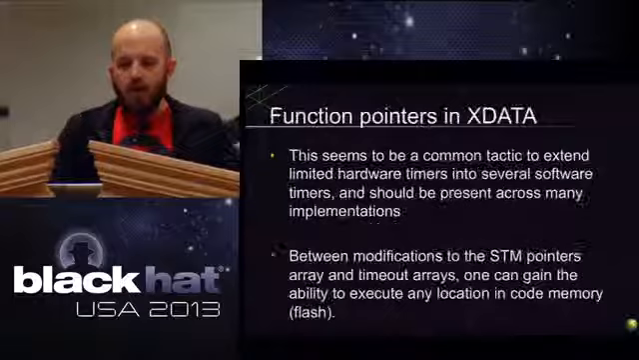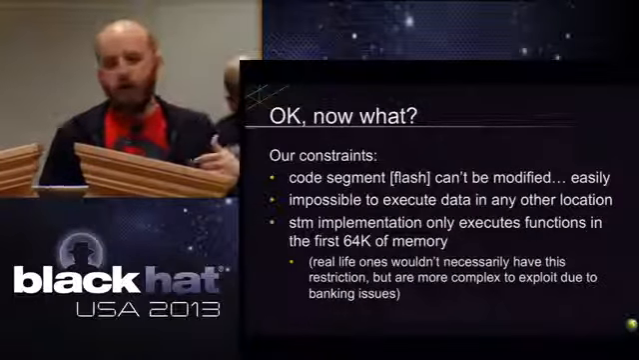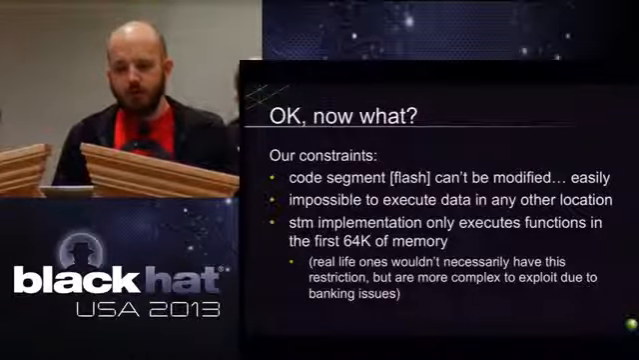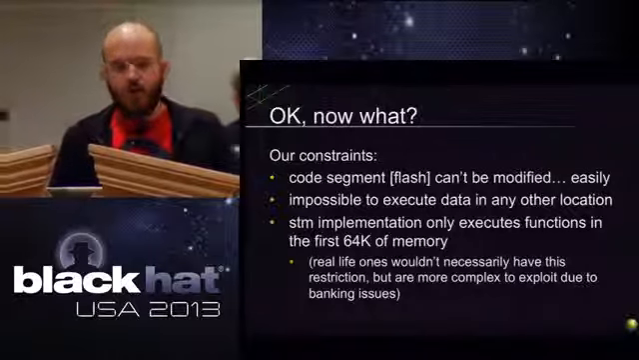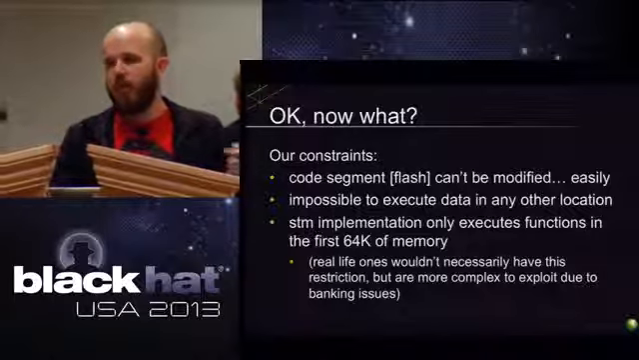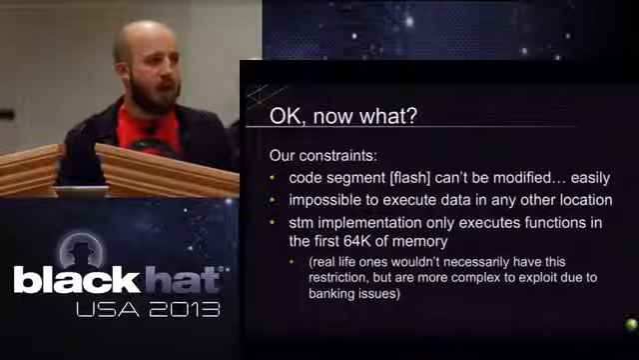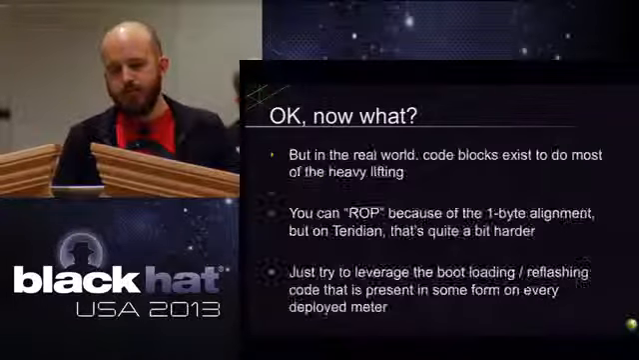Okay, so at this point we've identified some pointers, and we'd like to modify them. How can we do that? Well, we can't modify flash directly, we already know that. We can't execute data anywhere else. This implementation only executes functions in that first 64K, which makes things more difficult, especially if you're trying to do something ROP-like, taking advantage of the 1 byte alignment stuff. And then additionally, you've got all the banking issues.